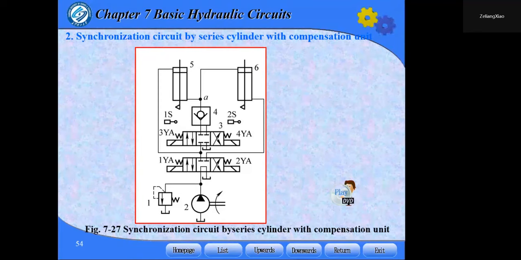If cylinder 6 reaches the end before cylinder 5, the distance switch will be pushed down to let solenoid 4YA be energized, which allows the oil to flow downward into the tank through directional valve 3 and hydraulic check valve 4, and lets the piston of cylinder 5 go toward the end point. Which makes the oil even between 5 and 6.